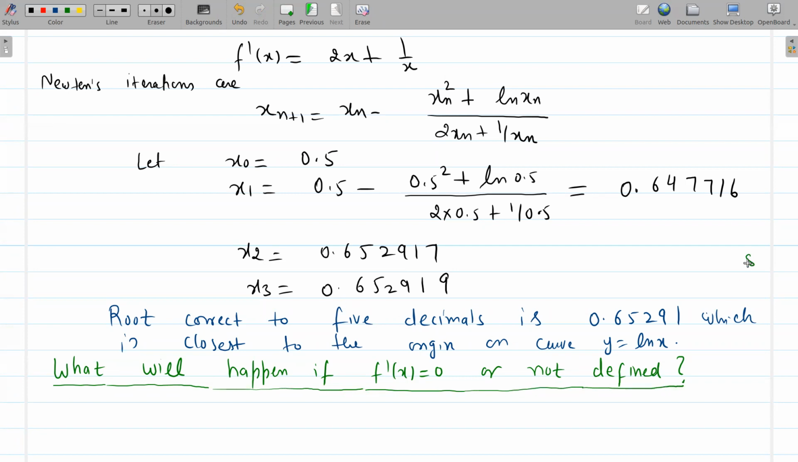0 means, let us say you have sin x. When x equals 0, the derivative is 0. And not defined means, let us say you have sin x by x. So this is a 0 by 0 form. Although it is 1 in the limiting case, if you put x equals 0, it is not defined. Okay, so it may happen that the derivative is 0 or not defined. In that case, you can apply Newton's method, and this depends only on the problem. In some problems you will get an answer, in some problems you may not get an answer.